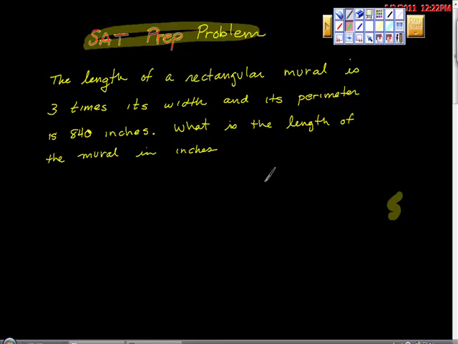portion of the exam. The length of a rectangular mural is 3 times its width, and its perimeter is 840 inches. What is the length of the mural in inches? So I think that's a good question. Not a really difficult question.